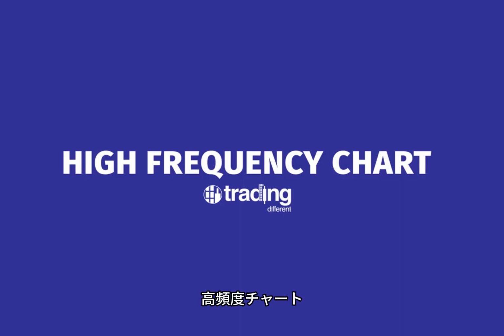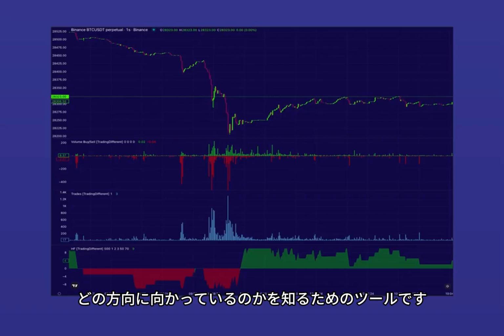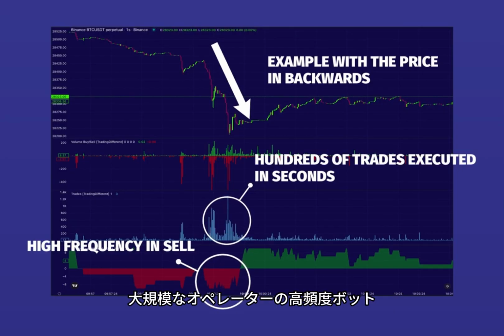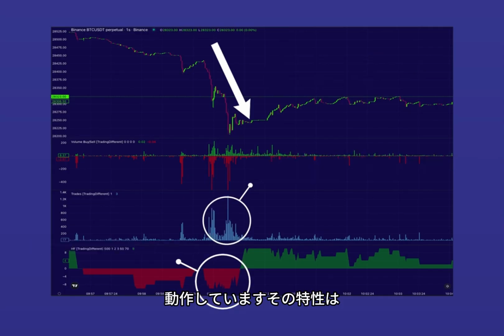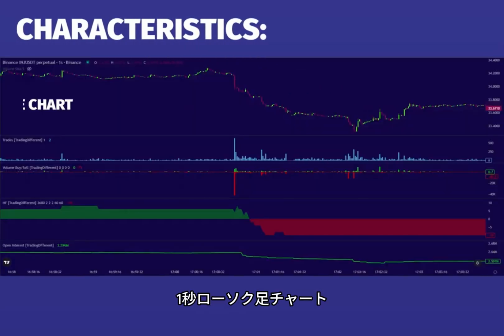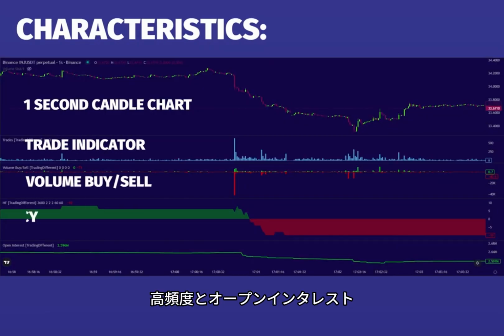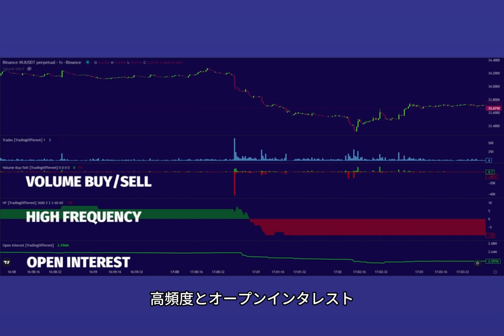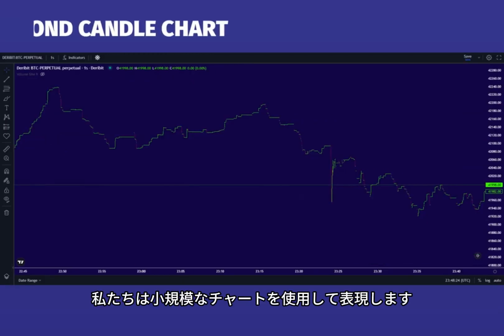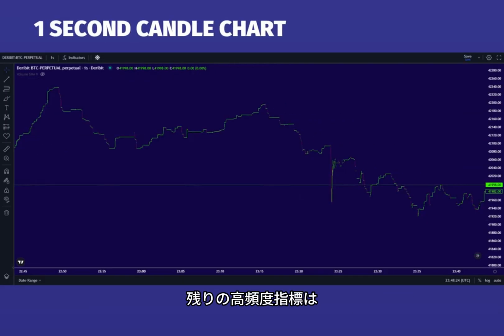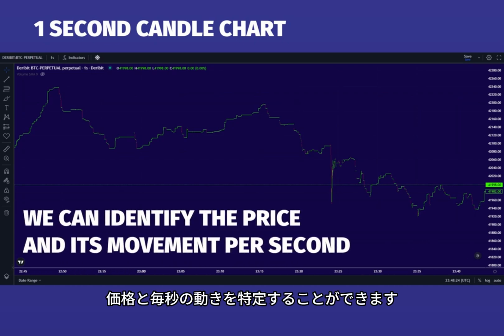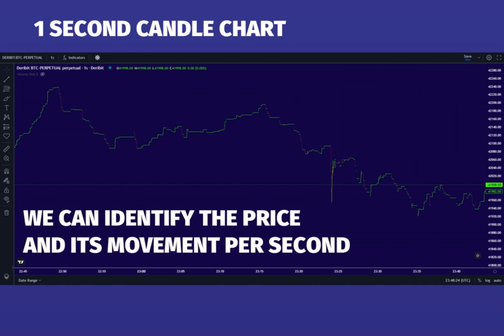The high-frequency chart is a tool that allows us to know in what direction the high-frequency bots of the large operators that move the price of the markets are operating. Its characteristics are the 1-second candlestick charts, the trade indicator, the buy and sell volume, the high frequency, and the open interest. We use a small-scale chart to represent the rest of the high-frequency indicators, in this case, a 1-second candlestick chart. With it, we can identify the price and its movement per second.